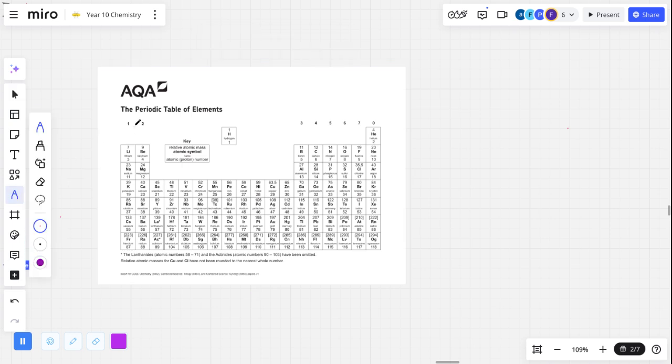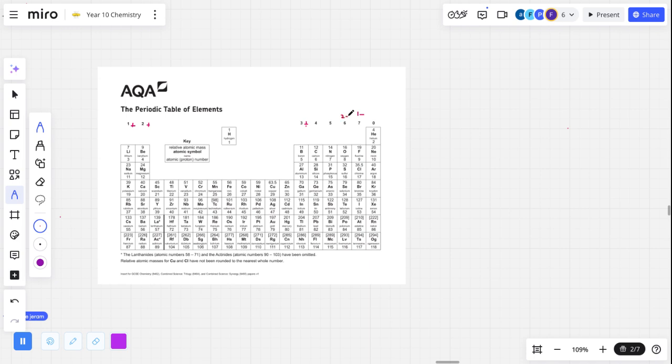Now, for example, everything in group 1 is 1 plus and will form a 1 plus ion. Everything in group 2 will form a 2 plus ion. Everything in group 3 will form a 3 plus ion. Now, they're really easy to remember. Group 7 isn't so much, it's 1 minus, and group 6 is 2 minus.